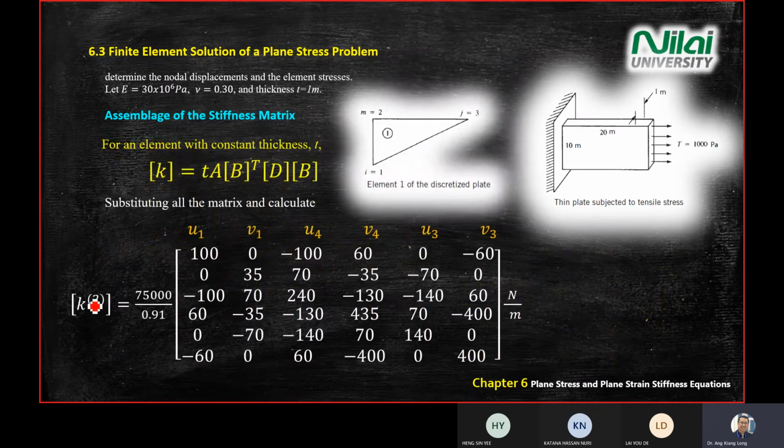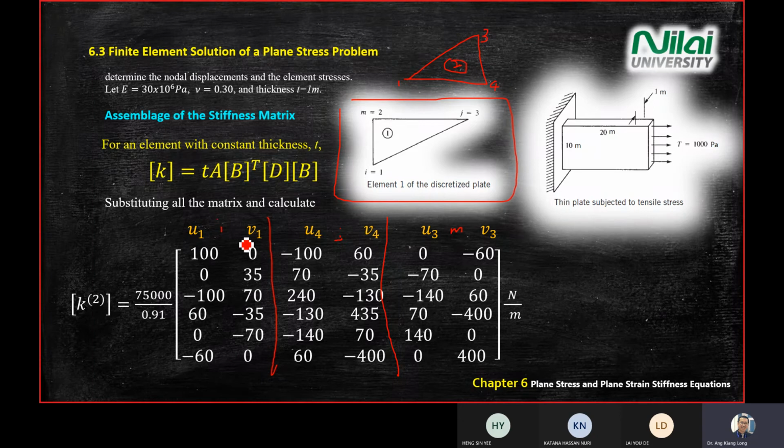At the end, you arrive at the element 2 K matrix. Again, you look at the labeling that I did for you. The first one is for I. The second one is J. The third one is M. And you look at the diagram that you drew. Sorry, I gave you the wrong diagram. This should be element 2. Sorry, this one is the wrong one. It should be element 2, which is 1, 4, 3.